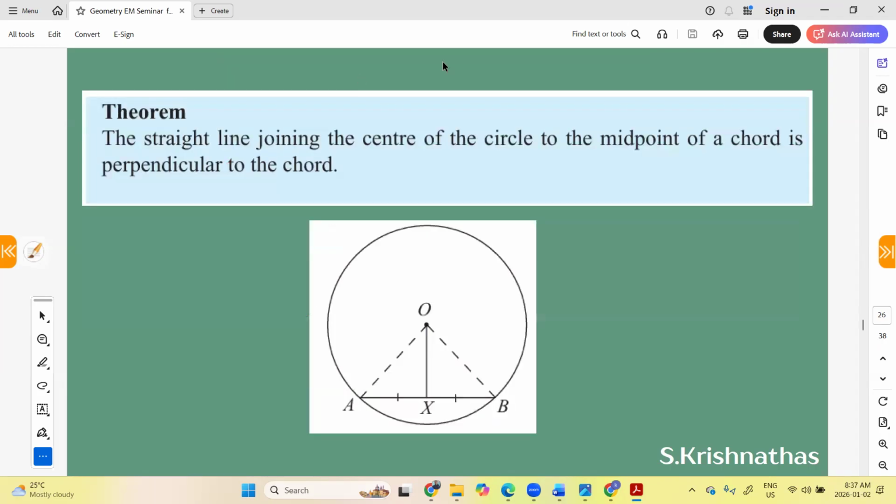Okay, the theorem. Students, one more thing.